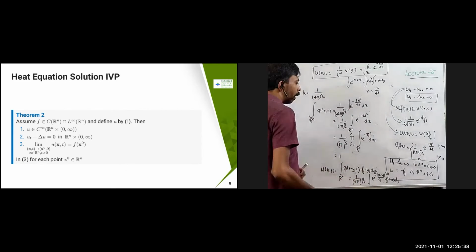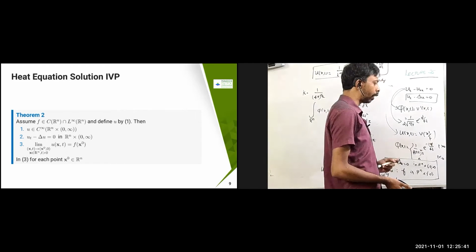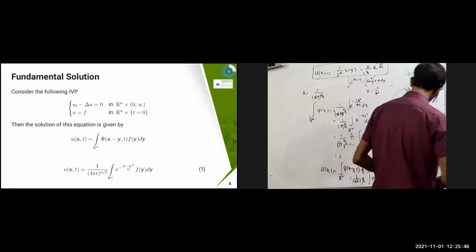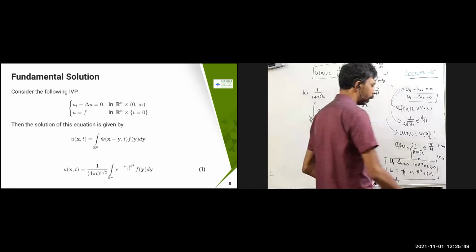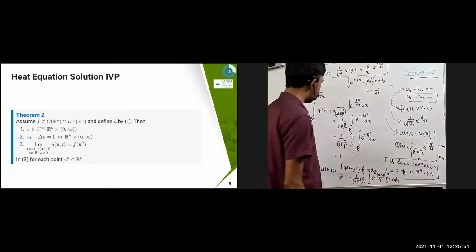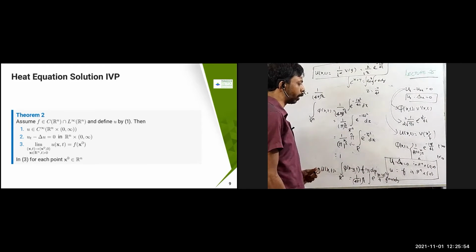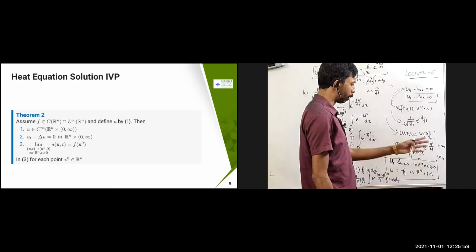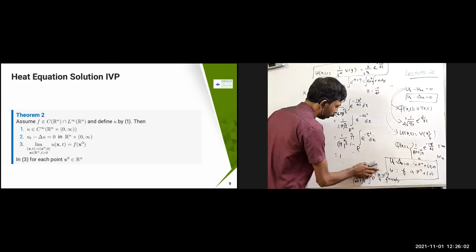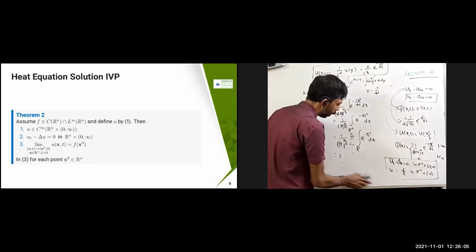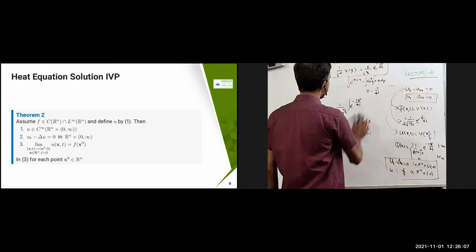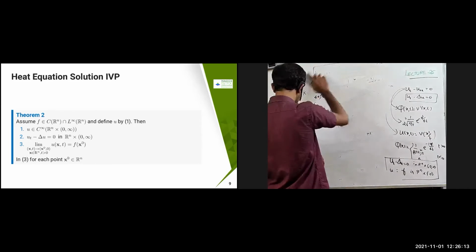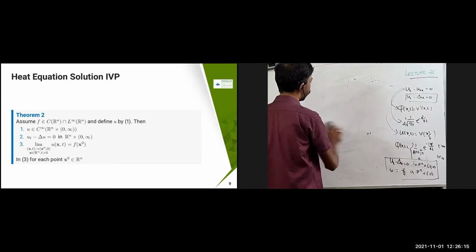So the theorem is that, let us assume f belongs to C of R power n intersection L infinity of R power n, and define u by this one. Then what we have got to prove is that u belongs to C infinity of R power n cross (0, infinity), and it satisfies u_t minus del u equal to 0, and u equal to f for the initial condition. That's what we are going to prove. The same logic you can use for the other theorems which I have given as an exercise earlier. So let us prove this theorem with the details, how to obtain the proof.